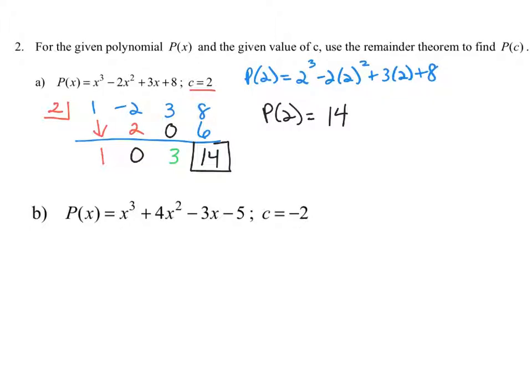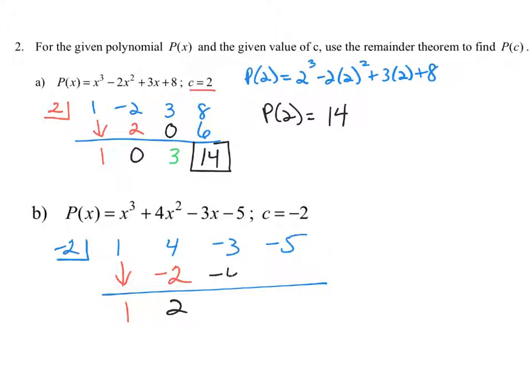In part B, we have the polynomial x to the third plus 4x squared minus 3x minus 5. We're going to set this up using synthetic division. The value of c is -2, so we're going to put a -2 in the box, using the coefficients 1, 4, -3, and -5. We always bring down that first coefficient, 1. 1 times -2 is -2. Add those together: 4 and -2 is a positive 2.